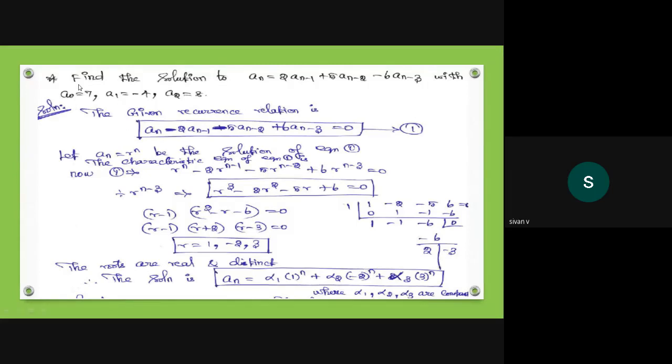The initial conditions are a0 = 7, a1 = -4 and a2 = 8. It means in this equation, we substitute n = 0, n = 1 and n = 2. After that, we get equations in terms of alpha1, alpha2, alpha3. Either by calculator or manually you can do it. You have studied solving 3 variables in school, applying the same procedure here.